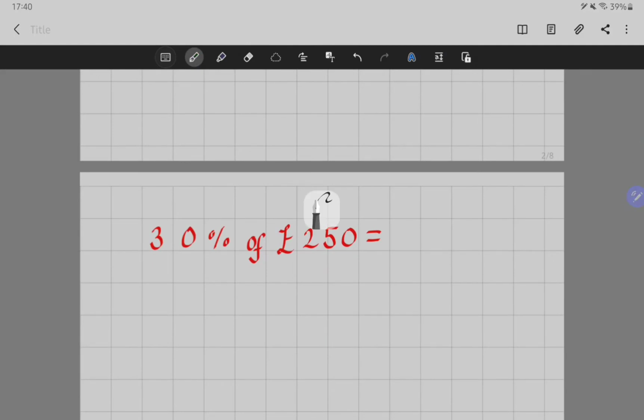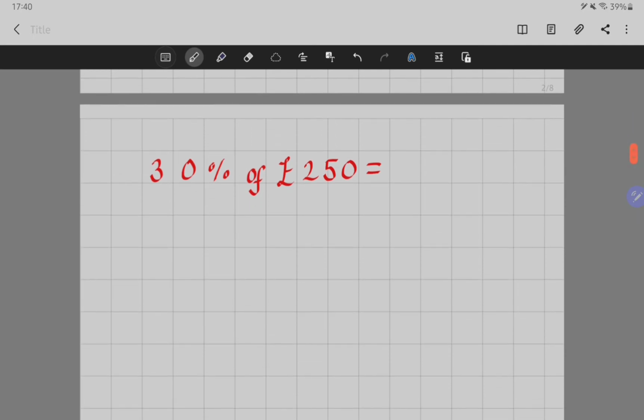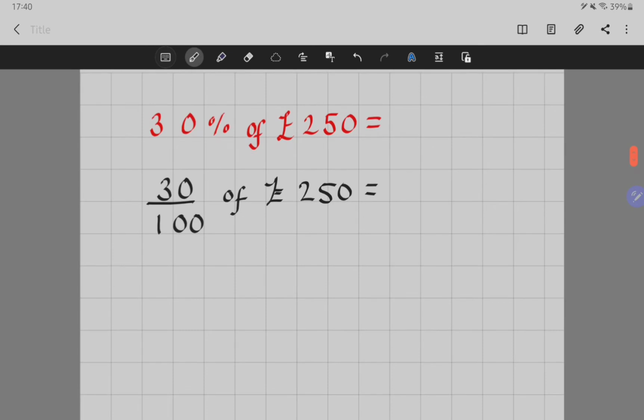30% of 250. So again, I think to myself, okay, I've got 30% as an equivalent fraction. 30% is the same as saying 30/100ths, okay, of £250. Or I can actually simplify this even more. I can divide both of these by 10, 3/10 of £250. Okay, now that's a lot easier to do.